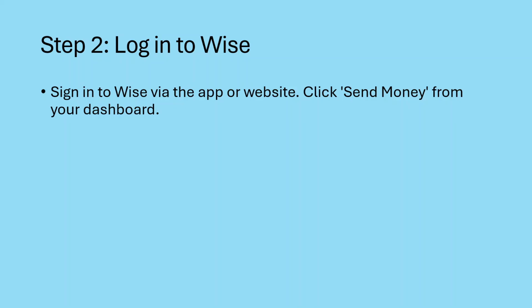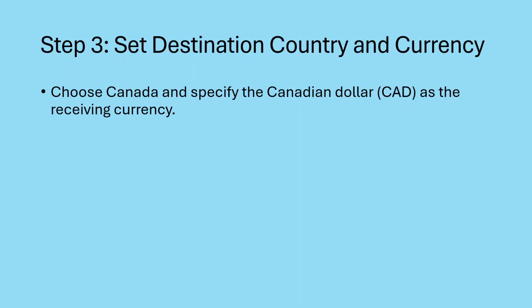Click on Send Money from Dashboard. Step 3. Set destination country and currency. Choose Canada and specify the Canadian dollar as the receiving currency.